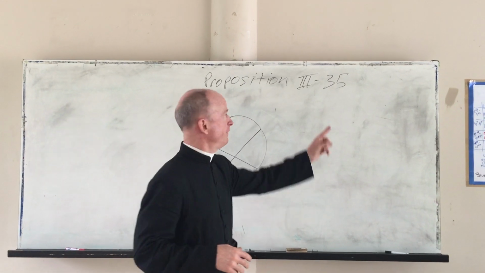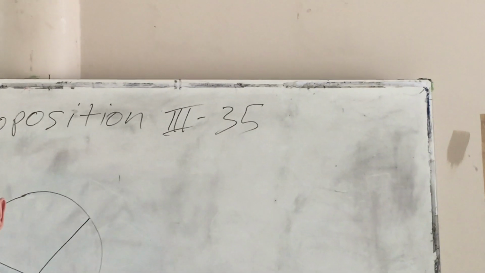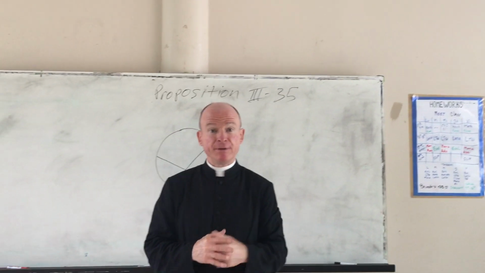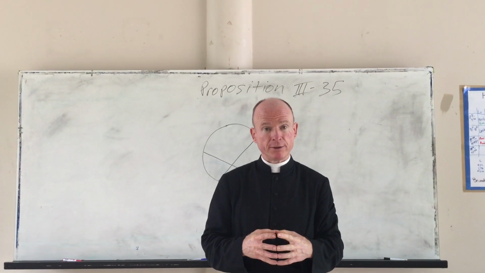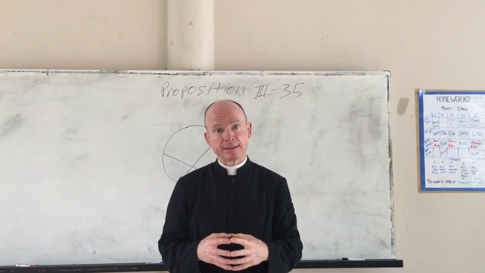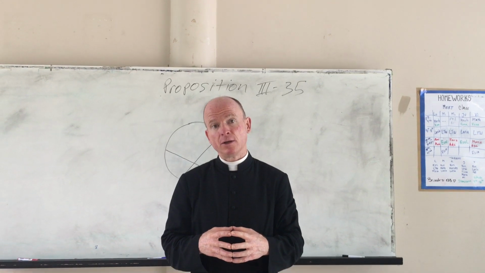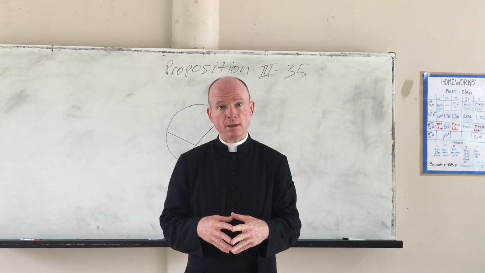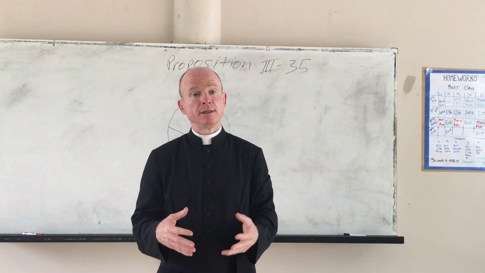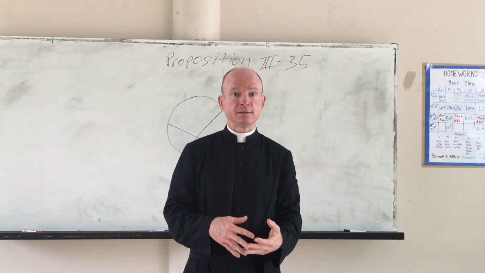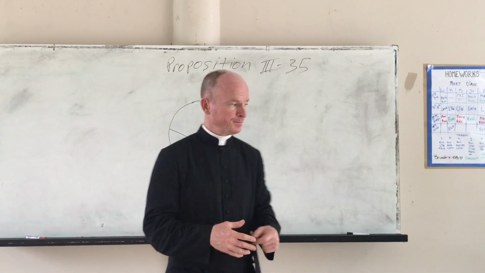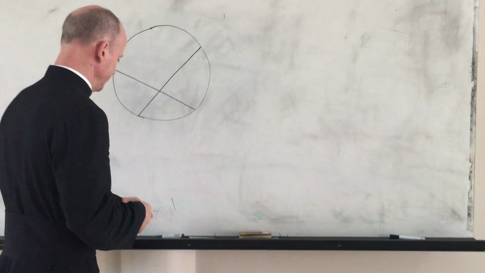Dear students, today we have Proposition 35 in Book 3. If in a circle two lines cut one another, the rectangle contained by the cut lines of the one is equal to the rectangle contained by the cut lines of the other. Okay? First, we'll do this in a real simple way.